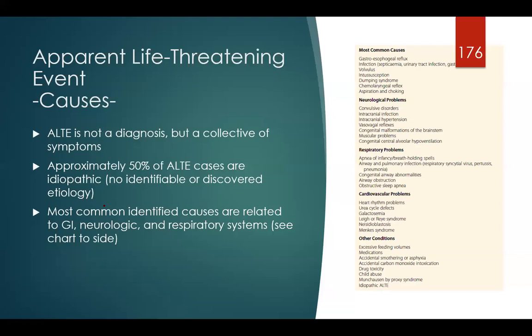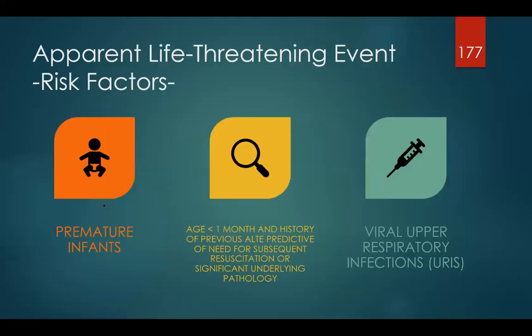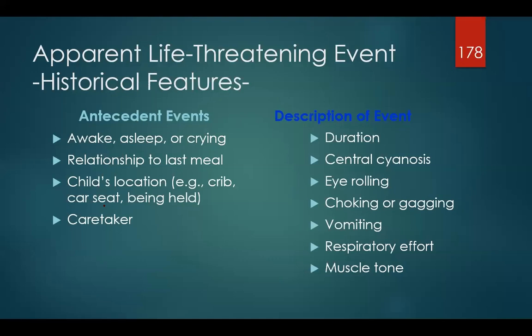Approximately 50% of apparent life-threatening event cases are idiopathic, meaning that we don't identify a cause. Most common identifiable causes include GI, neurologic, or respiratory problems. Premature infants are more at risk here. Age less than one is definitely a risk factor, and a viral upper respiratory symptom or infection is also a risk factor. With apparent life-threatening events, we need to find out what was going on before.